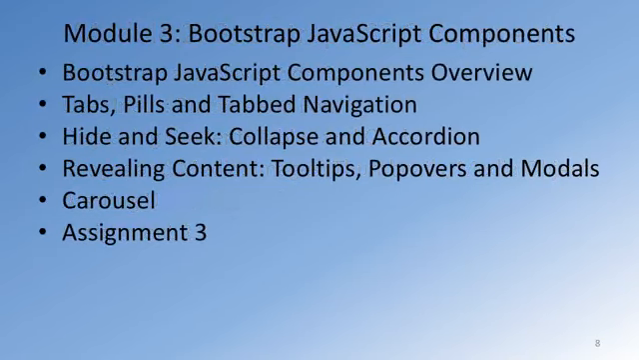The third module deals with Bootstrap's JavaScript components. We'll look at the big picture view of how Bootstrap's JavaScript components work. We'll review tabs, fills, and tab navigation. Then we'll look at how collapse and accordion can be used to show and hide content. And then we'll look at the use of tooltips, popovers, and modals to reveal content to be displayed in your web page. And then we'll look at the carousel component, which allows you to display sliding information on your web page. This should lead you up to the third assignment in this course.